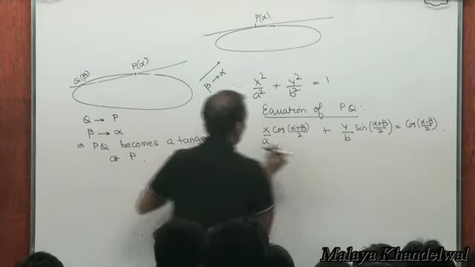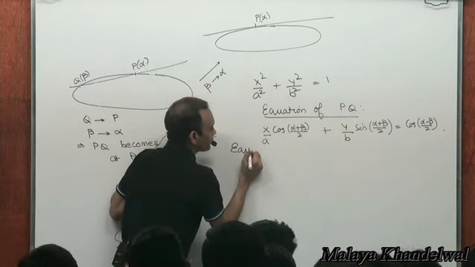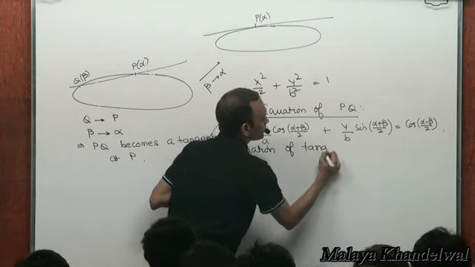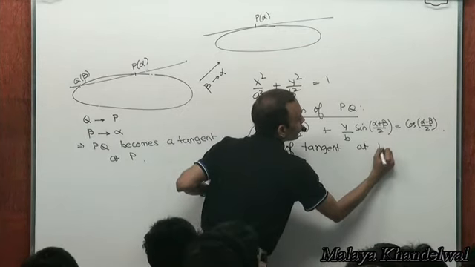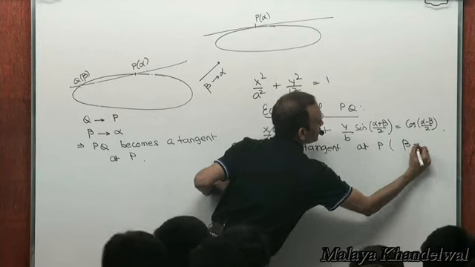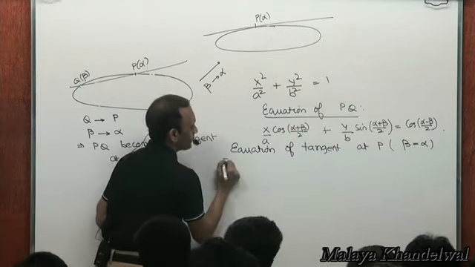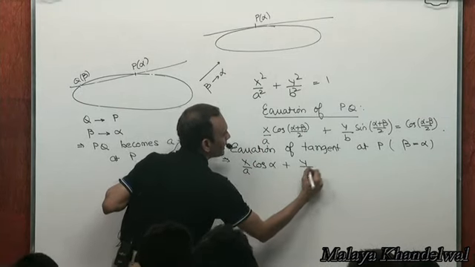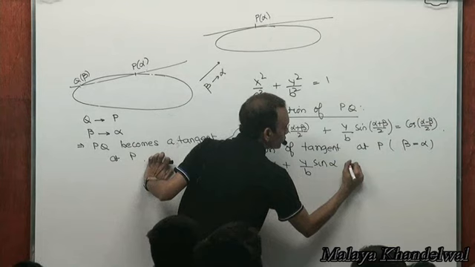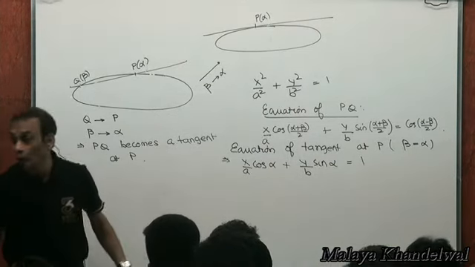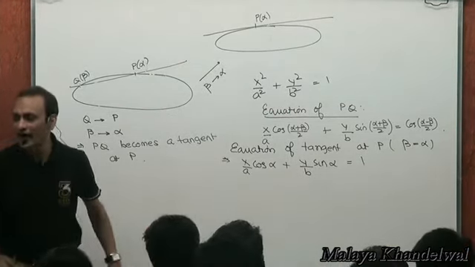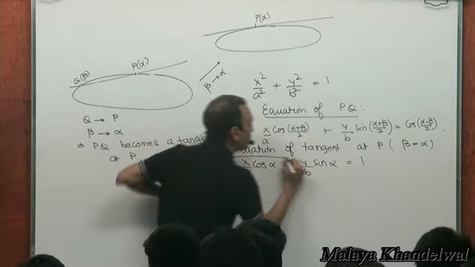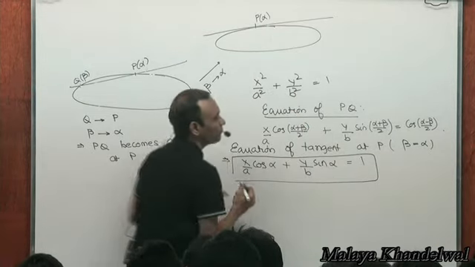Which means the equation of the tangent at P, obtained by putting beta equal to alpha in this, will be x by a cos alpha plus y by b sin alpha equal to 1. This is the equation of the tangent at a point whose eccentric angle is alpha, right?